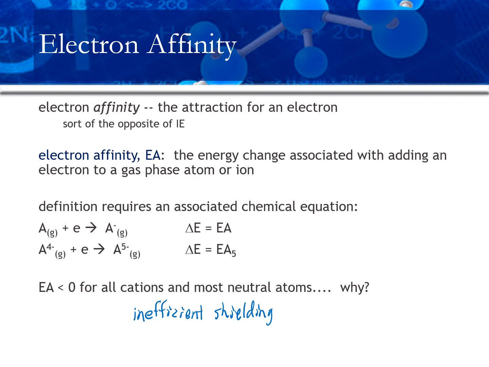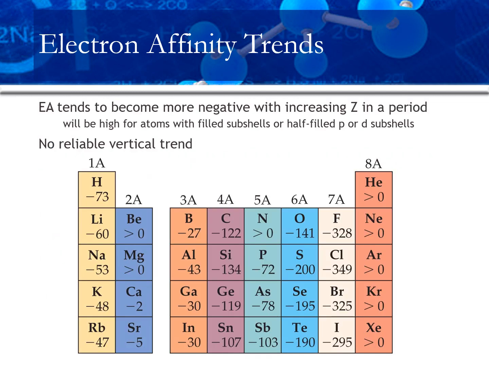So if we look at periodic trends, electron affinity trends, the general trend is it becomes more negative left to right. So fluorine has a much larger negative electron affinity than oxygen. And unfortunately, there is no real reliable vertical trend. So if we're comparing atoms in a vertical trend, carbon has a larger negative value than germanium, but smaller than silicon. It's just not very reliable. So we don't use a vertical trend for electron affinities.